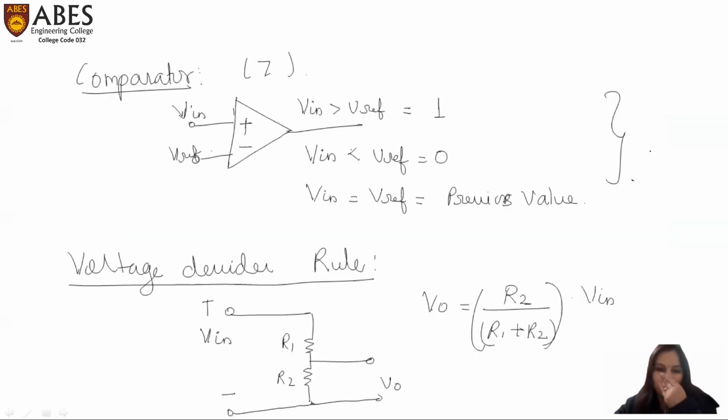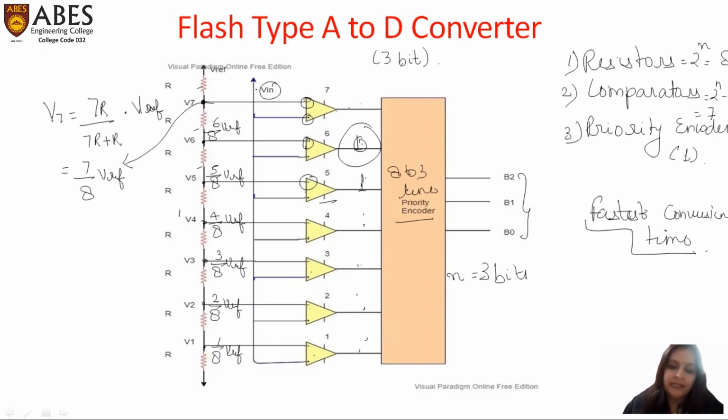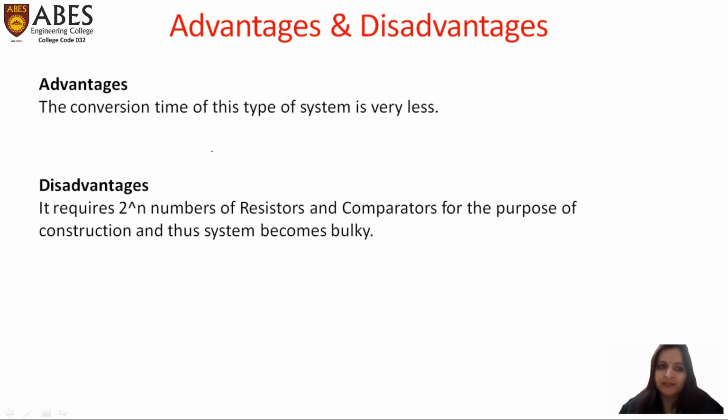Okay, so this is how your flash type A to D converter works. Now see, the biggest advantage of this circuit is that it has the fastest conversion time. And why is this the fastest? Because here the input is fed into different comparators in parallel. This is the biggest advantage, that the conversion time of this type of system is very less. And why is it less? Because of the parallel inputs.